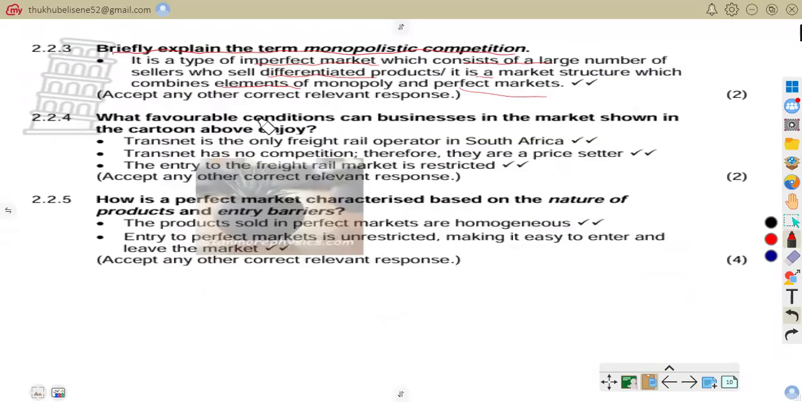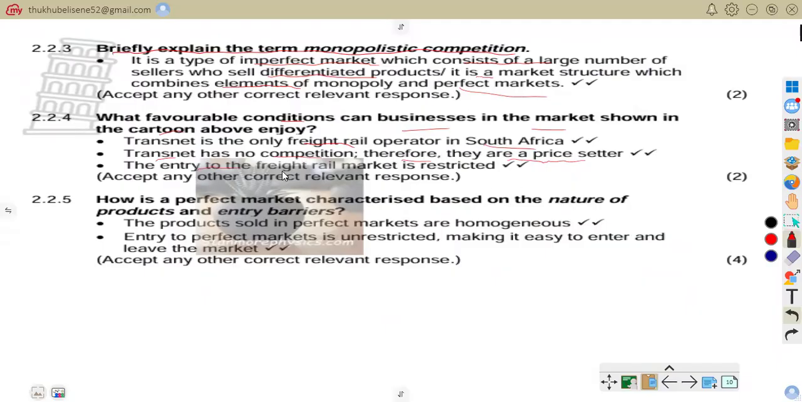So that is that. What favorable conditions can a business in the market shown in the cartoon above enjoy? Transnet is the only freight rail operator in South Africa, meaning they have full control as there is no competition. Therefore, they are a price setter, so they can set high prices.